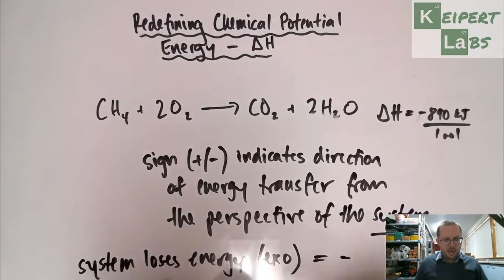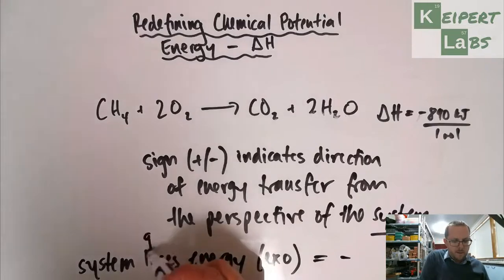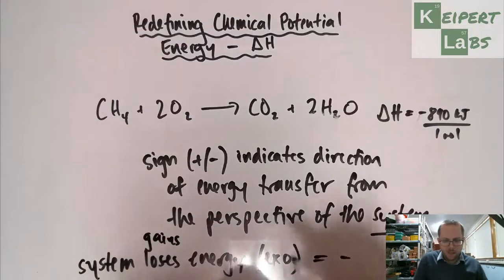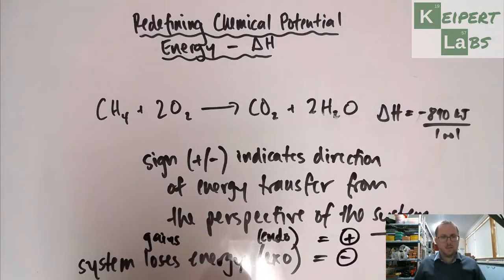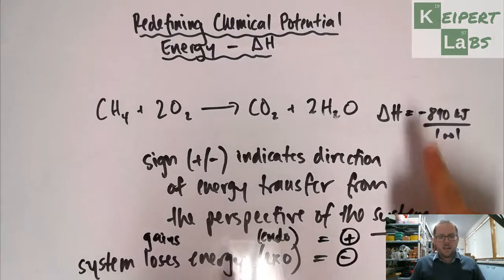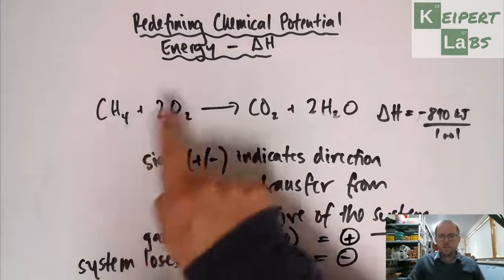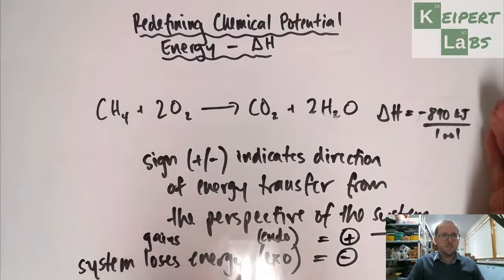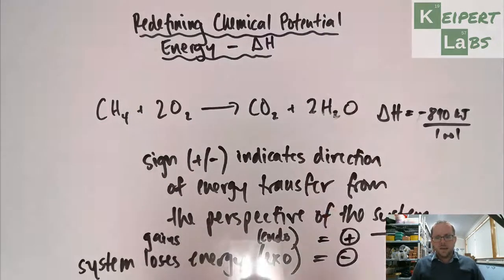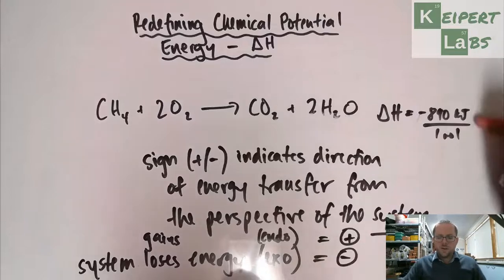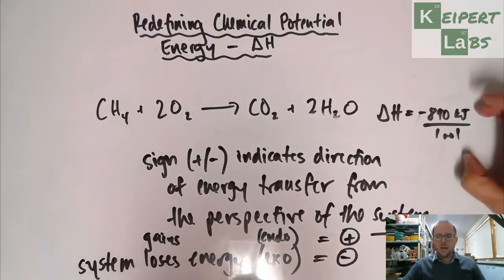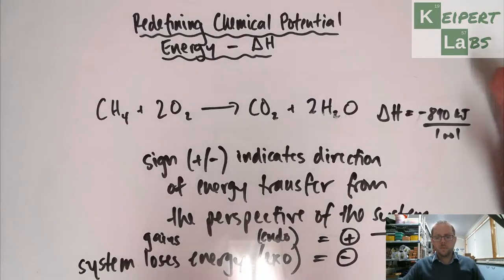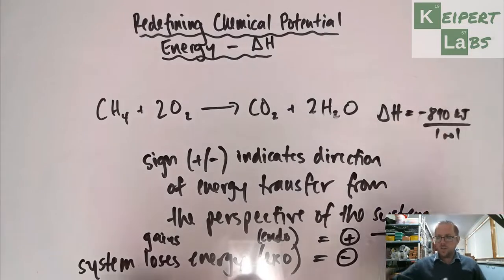If the system gains energy, that is endothermic, which equals plus, positive. So that sign is really important. The reason I wrote a minus up here is recognizing that this system of particles loses 890 kilojoules of energy for every mole of methane that reacts. Now I can use that notation and start to work with it. This is what chemists all over the world will be familiar with: the delta H and then the sign of that.